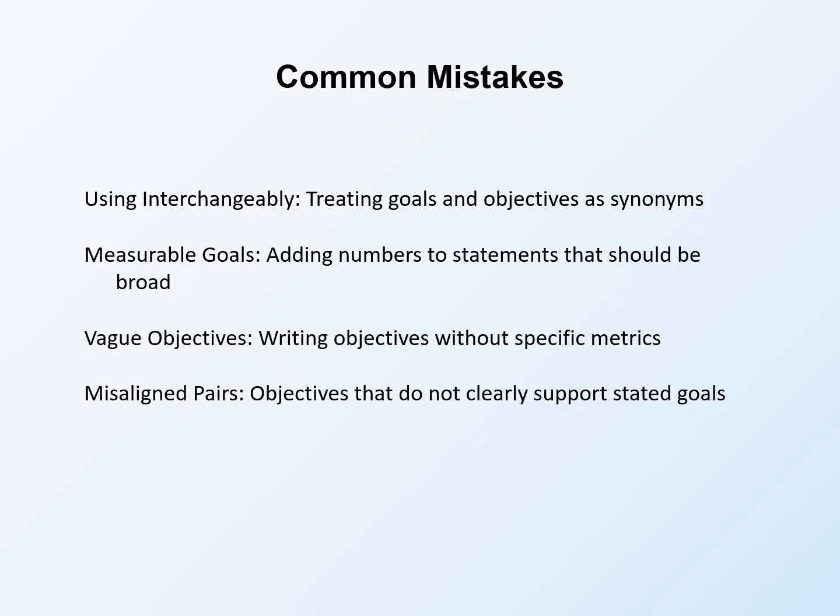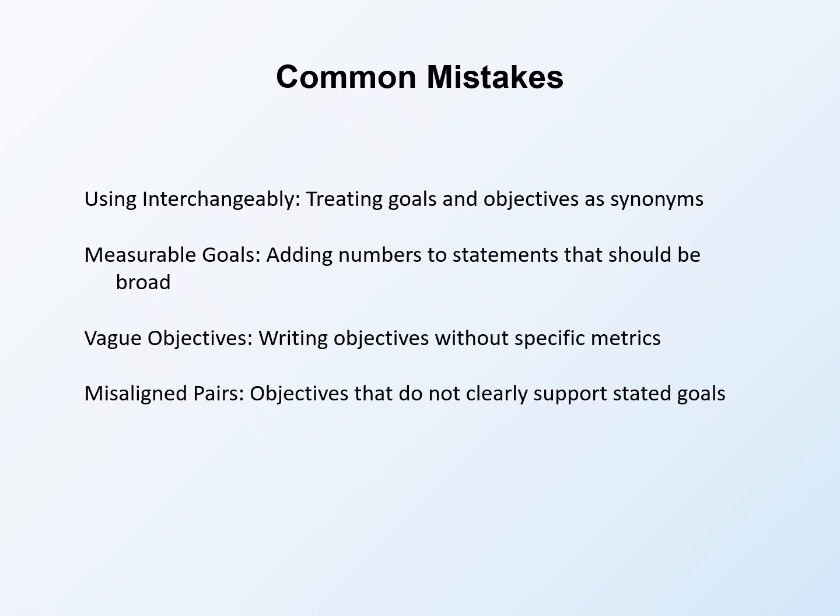Common mistakes undermine goal and objective sections. Using interchangeably treats goals and objectives as synonyms. Writing goal when you mean objective or vice versa confuses readers and suggests unclear thinking. Measurable goals add numbers to statements that should be broad. If your goal includes percentages and timelines, it is probably an objective. Goals should be aspirational, not quantified.